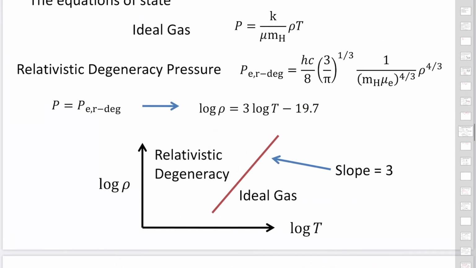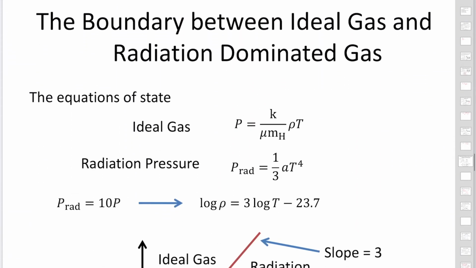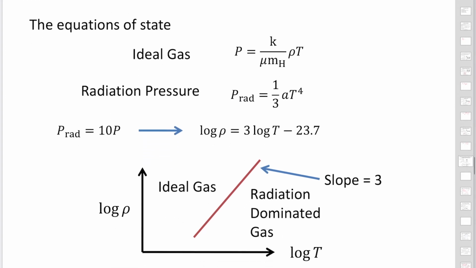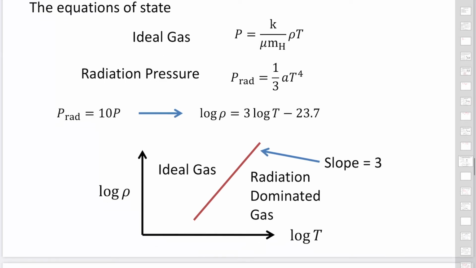Then you can draw the lines on the log rho log T planes. This is the boundary between the relativistic degeneracy and the ideal gas. And finally, the boundary between the ideal gas and the radiation dominated gas. So ideal gas pressure and the radiation pressure are compared. In this case, to express that the radiation pressure is dominant, you could consider the radiation pressure is 10 times larger than the ideal gas pressure.